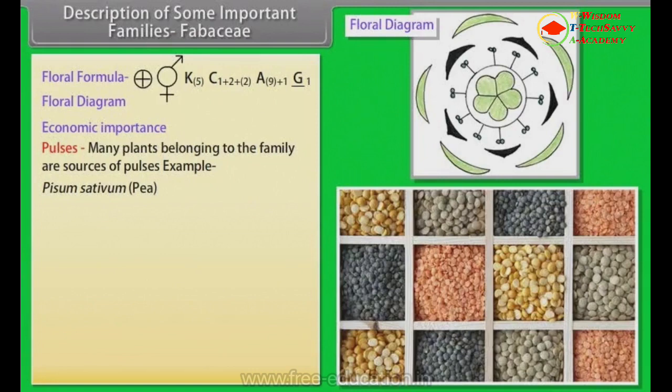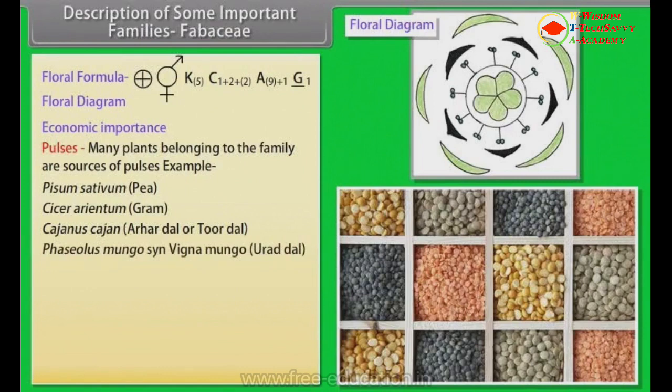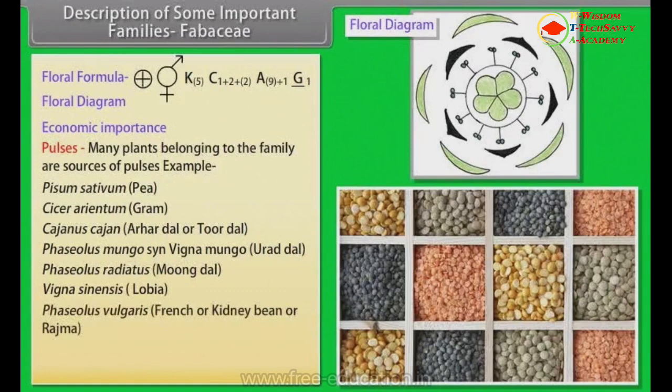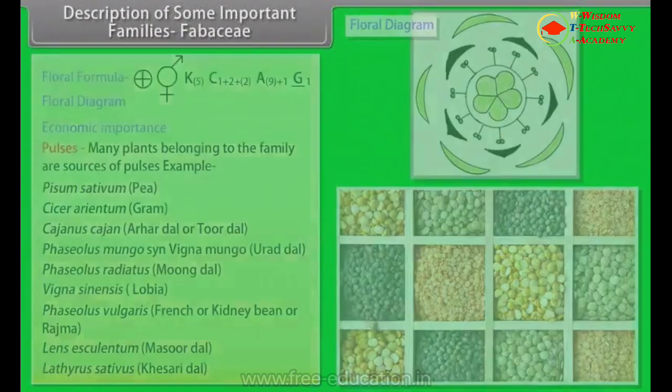Pisum sativum, pea. Cicer arietinum, gram. Cajanus cajan, arhar dal or tur dal. Phaseolus mungo, Vigna mungo, urad dal. Phaseolus radiatus, mung dal. Vigna sinensis, lobia. Phaseolus vulgaris, French or kidney bean or rajma. Lens esculenta, masoor dal. Lathyrus sativus, khesari dal.